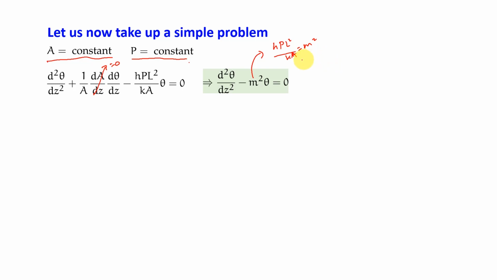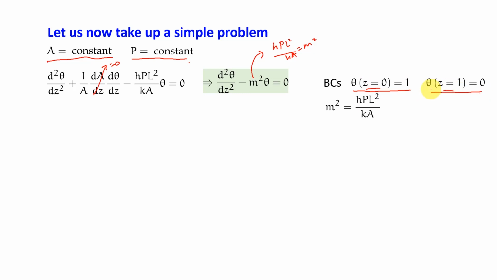We keep this m square for two reasons. One is that we try to ensure that this is positive, and the second is that keeping it as m square helps us do the analytical solution relatively easily. You can also keep it just as a constant like m. The boundary condition here is theta equals 1 to theta equals 0. The domain here is z equals 0 to z equals 1.